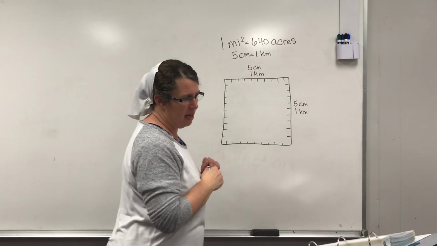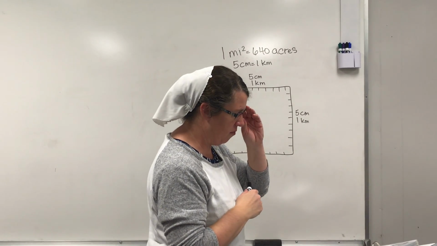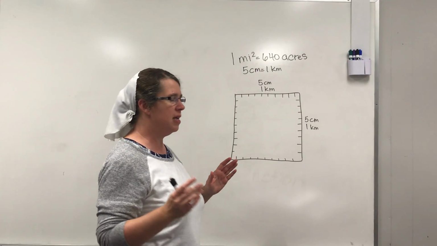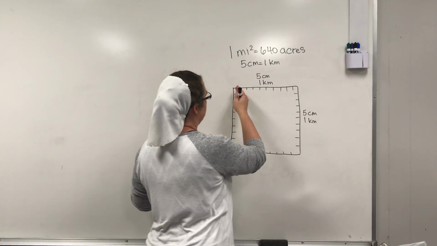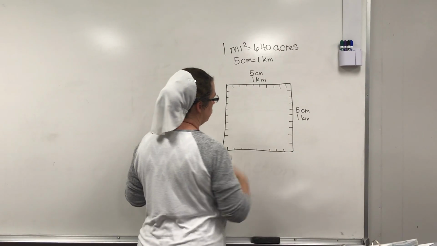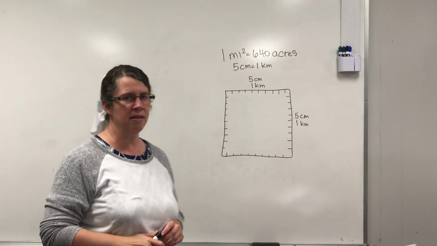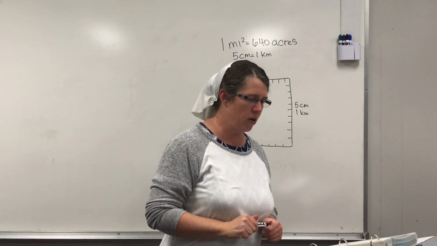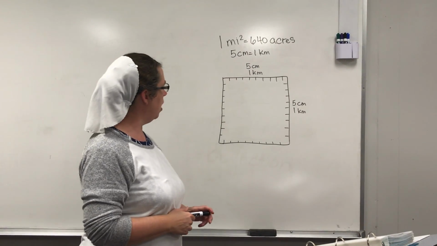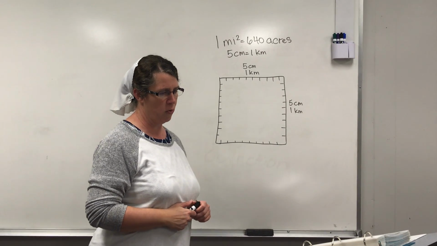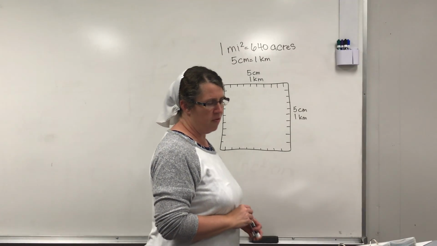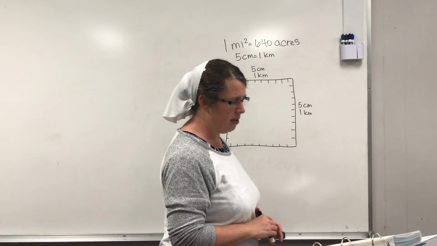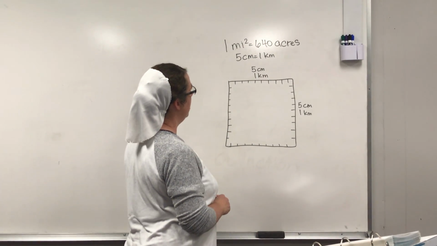So, it says, then connect the tick marks to divide the square into how many small squares? All right, let's think about this a little bit. We've got 10 this way and 10 this way. What is 10 times 10? It is 100. You're going to divide the square into 100 small squares. That's number 4. Number 5 says the large square represents 100 hectares.